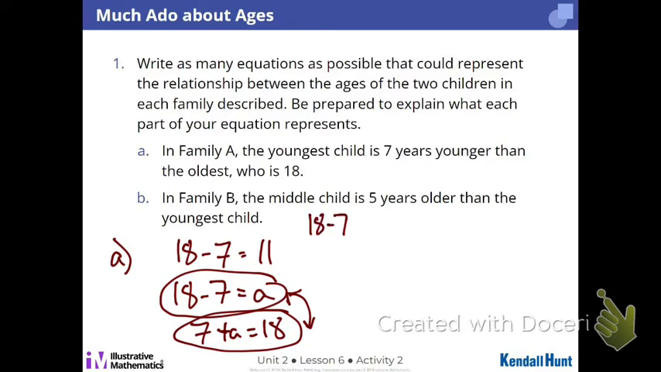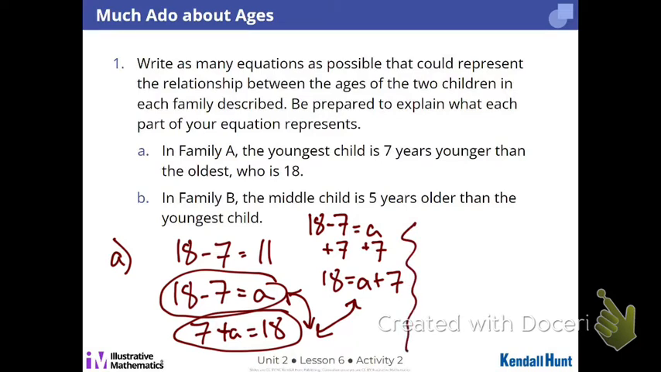Let's check it out. If I add 7 to both sides, I get 18 equals A plus 7. These are the same. Okay? Just know that I added the same thing to both sides, and now my equations are the same. That's the big idea on that, okay?